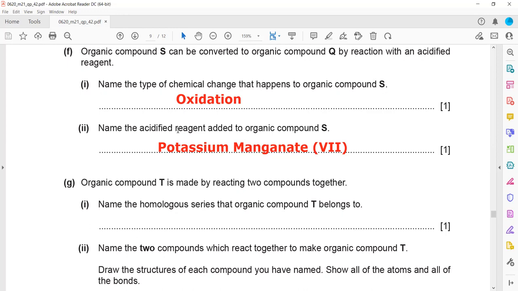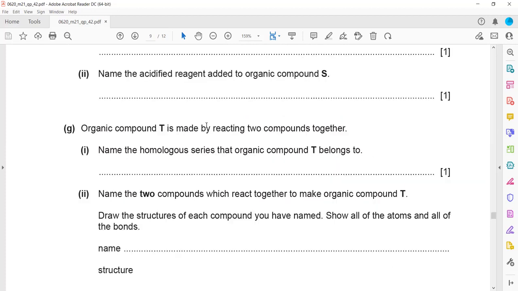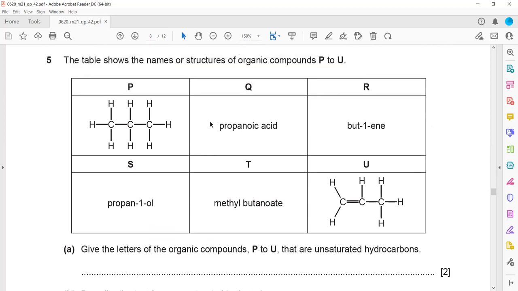Then organic compound T is made by reacting two other compounds. Name the homologous series that compound T belongs to. What is compound T? The compound T is methyl butanoate. So what is the class of this compound? This is called an ester, because of the COO group. From the COO you can identify it as an ester.